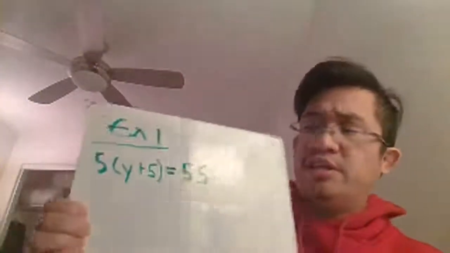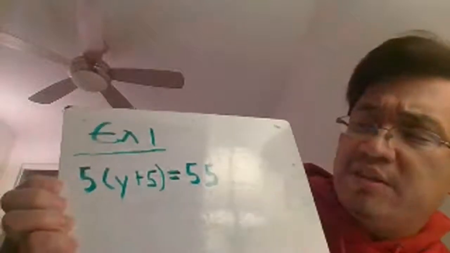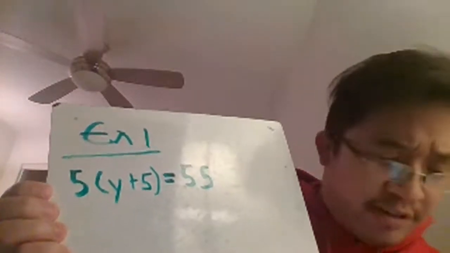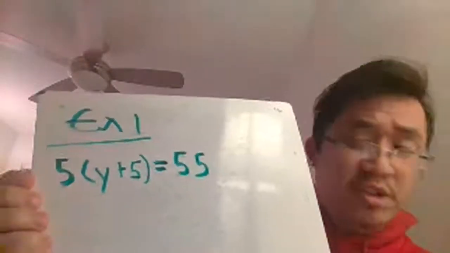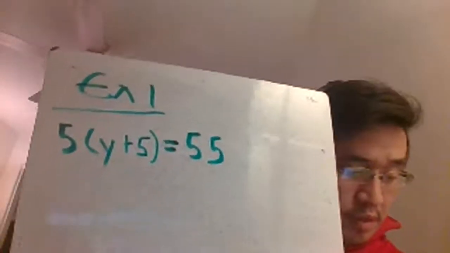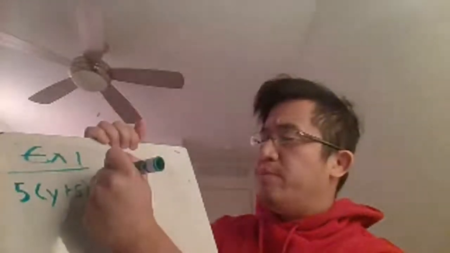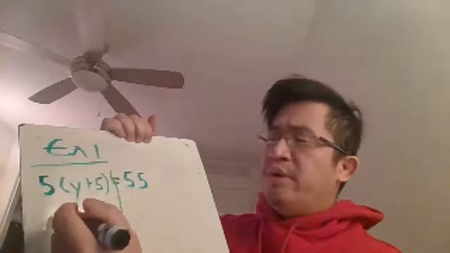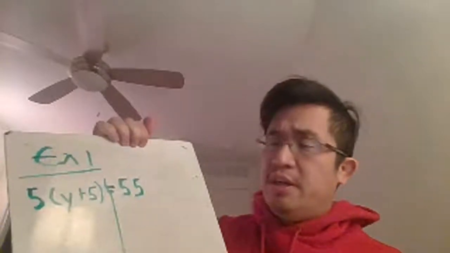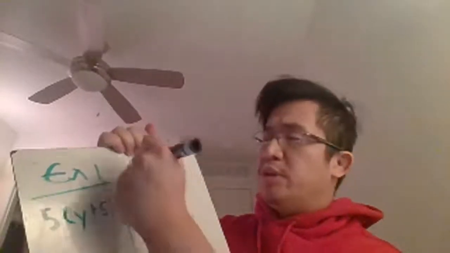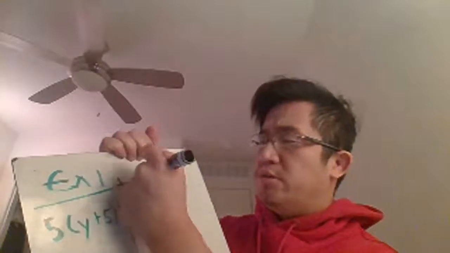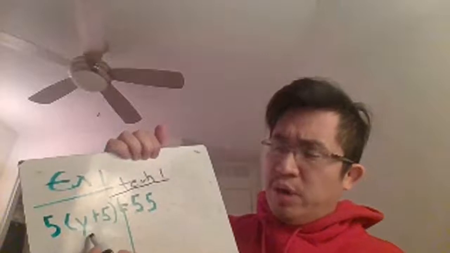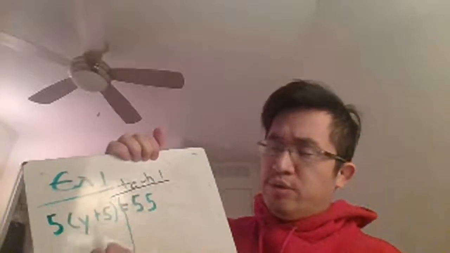All right, so check this out. Here's example 1. This says 5 times y plus 5 equals 55. And there's a couple ways that we can solve this problem. We're going to draw our line through the middle. And when we do that, we've got our left side and we've got our right side. Here's technique number one. This is 5 times y plus 5 equals 55.